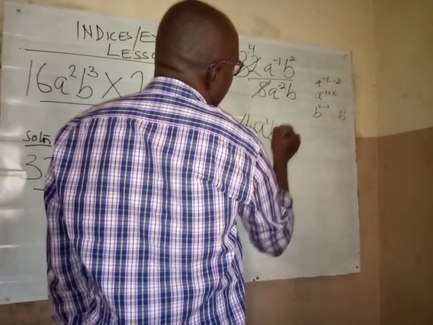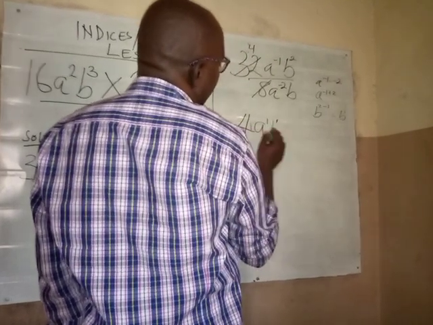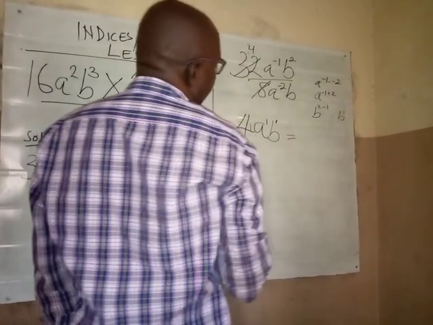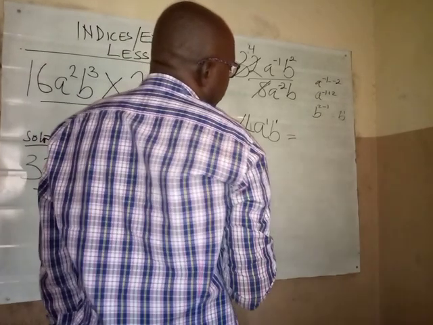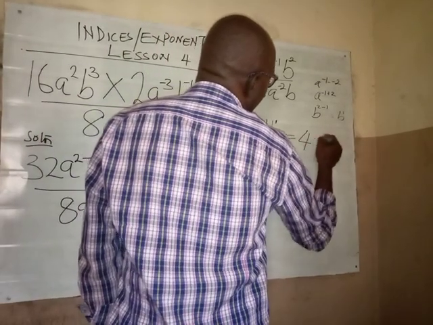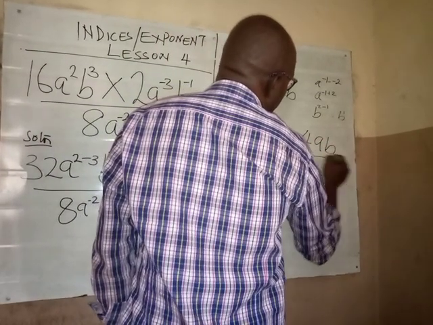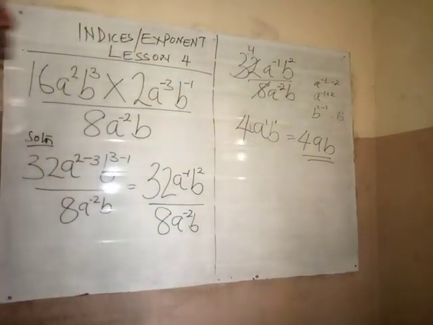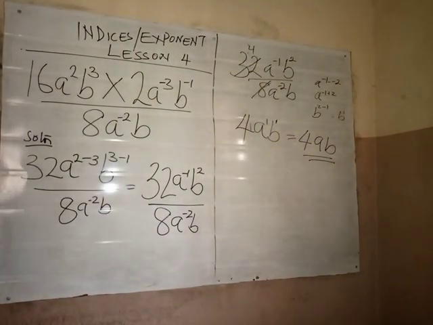So all of them is b raised to power 1 and a raised to power 1, and 4a raised to power 1 and b raised to power 1 is the same thing as 4ab. So this is how to go about it.